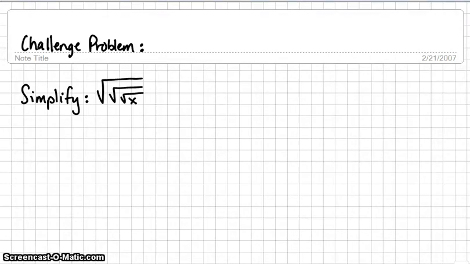This lesson is for Advanced Algebra, Lesson 8.4. I'd like you to begin today by making a prediction on a challenge problem like the one shown. What do you think the answer is to the square root of the square root of the square root of x? I'd like you to think about your answer right now and write it down somewhere. I'll give you time to do that. And we will come back to this problem at the end of the lesson.